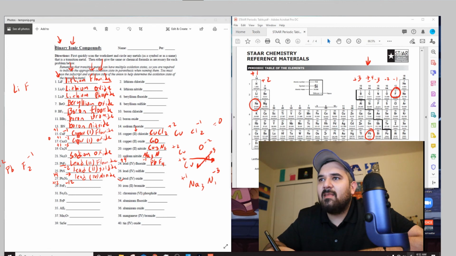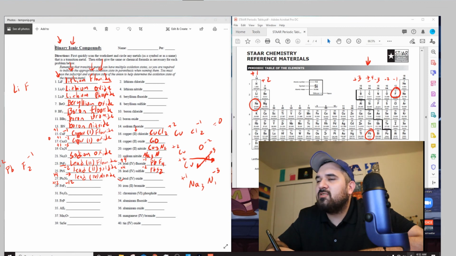All right, next one, lead 4 sulfide. Sulfur has a charge of -2. So how many -2s are we going to need to attach to this +4? It's going to be 2. So PbS2.